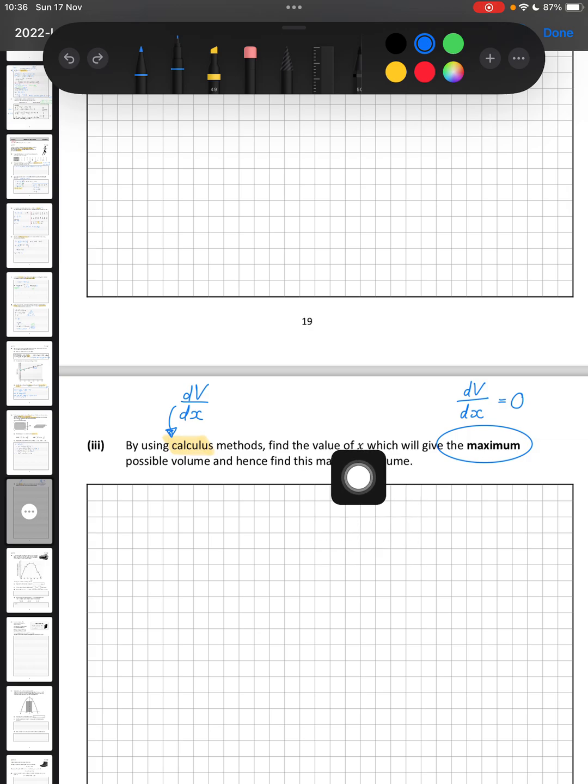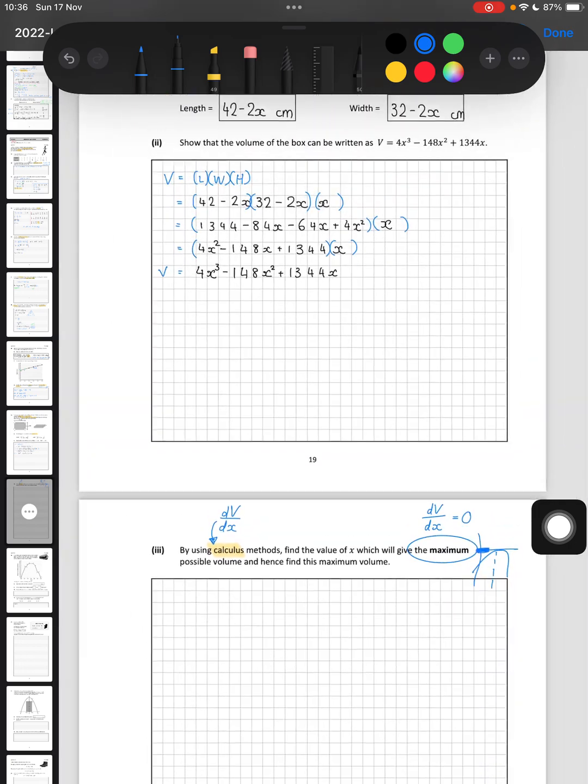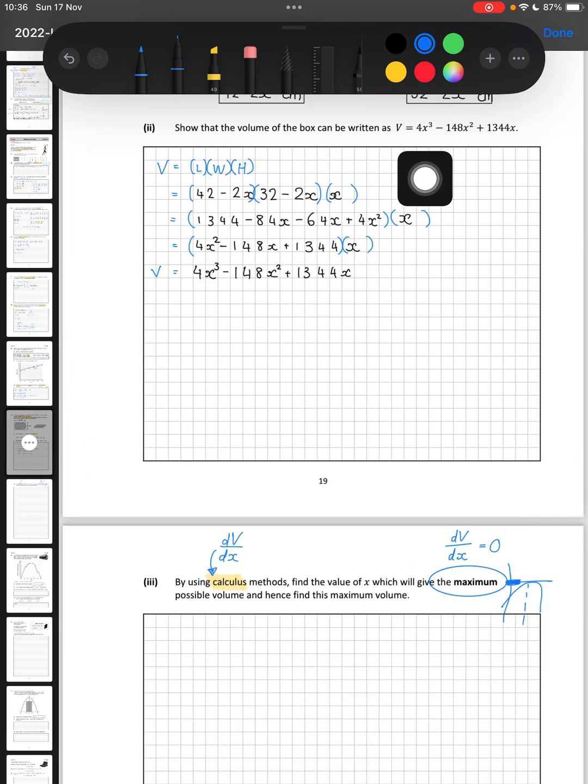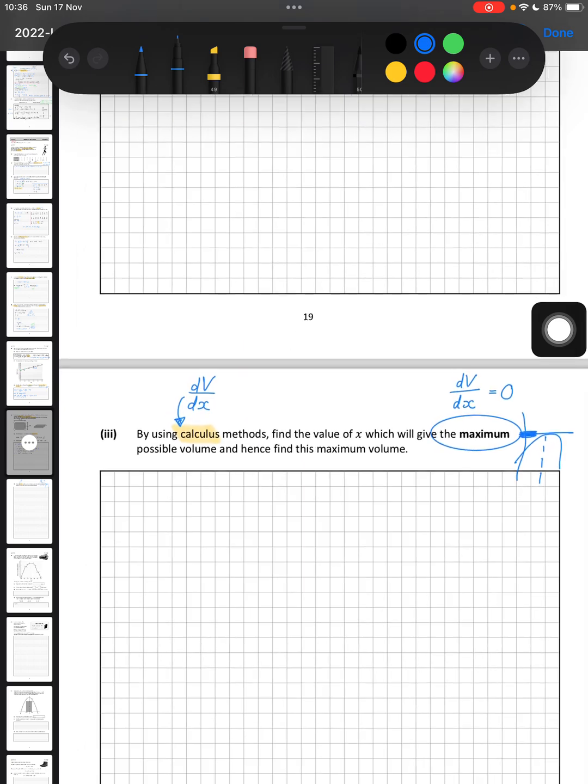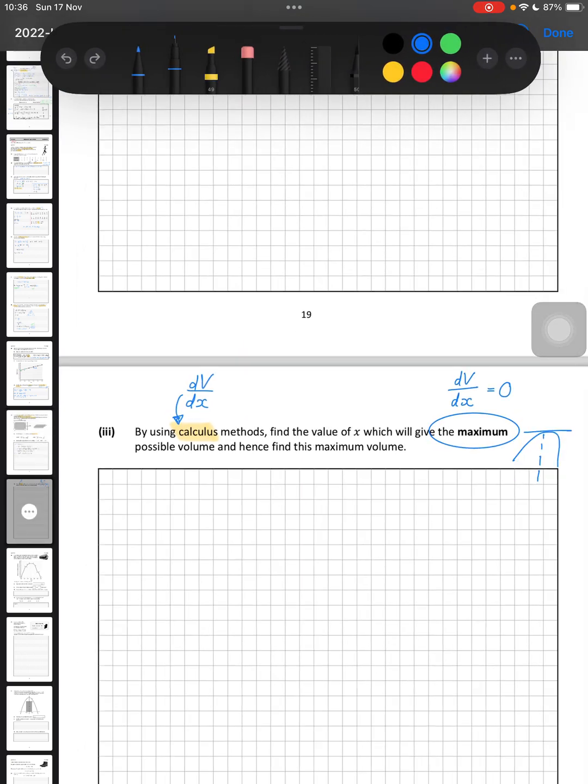Remember, once we've found x, we've only found where the maximum occurs. I'll show this with the graph. If we find the part where the slope is 0, we have found the x coordinate for that. They want to know what the actual volume is, which is on the y-axis here. So we're going to need to sub it back into this equation here. If you didn't get that, perhaps now pause the video and try it yourself.